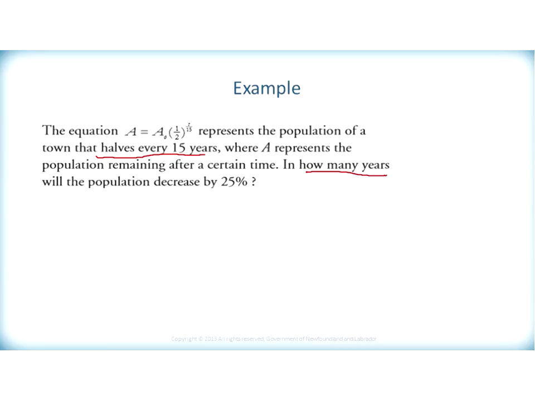So if it decreases by 25%, that means that 75% would be left over. So if the initial amount is 100%, and the final amount will be 75%, that's how much it would be if it decreased by 25%. If there was 100 first and it decreased by 25%, there would be 75 as the final. So we'll use these numbers.